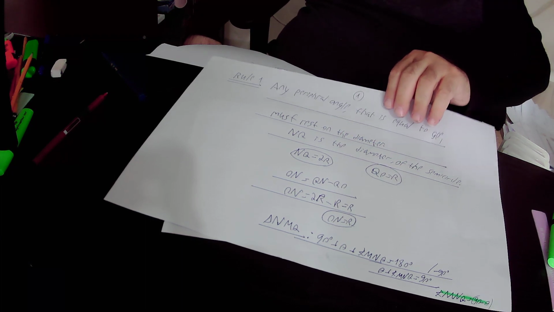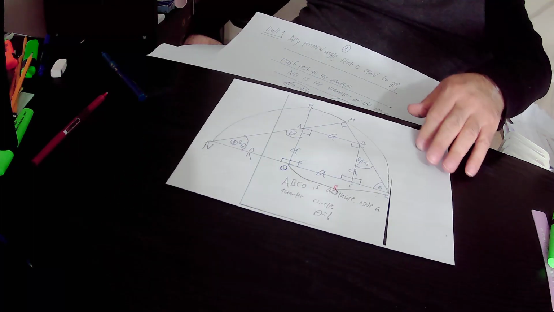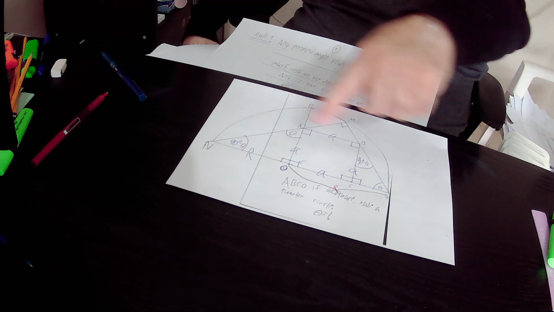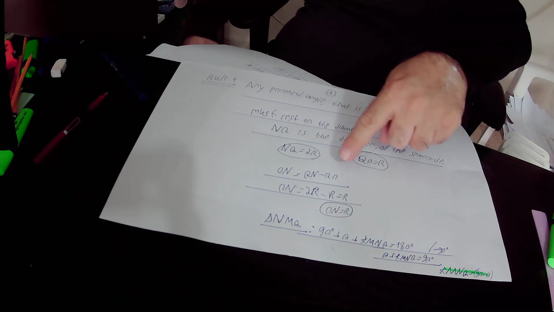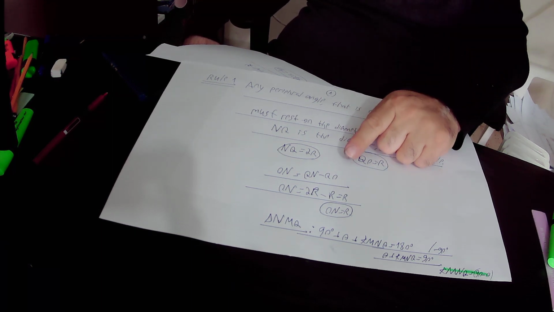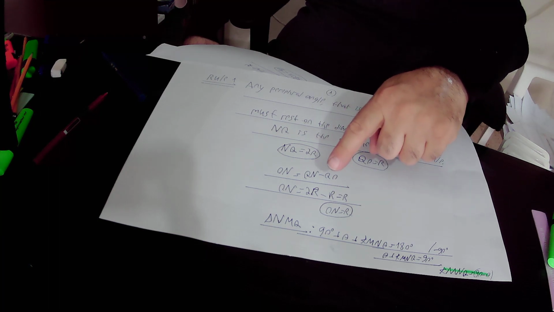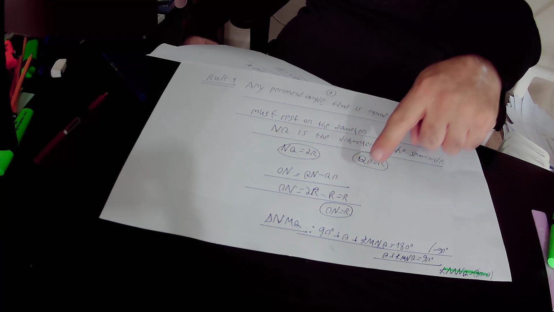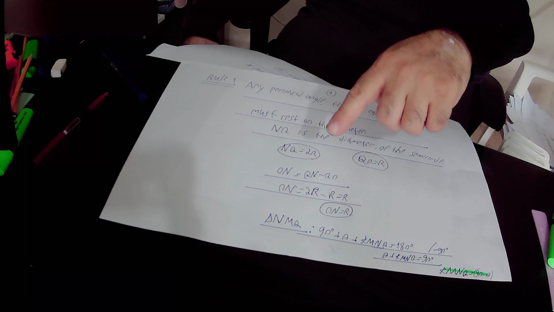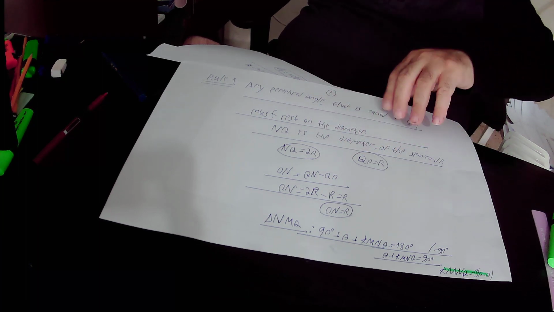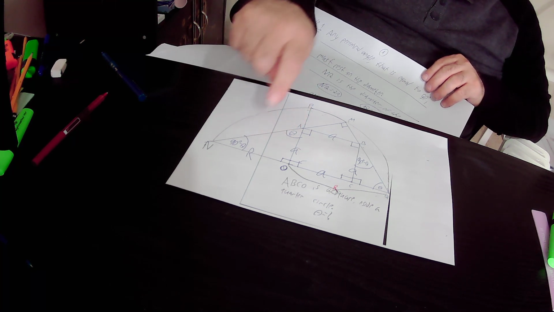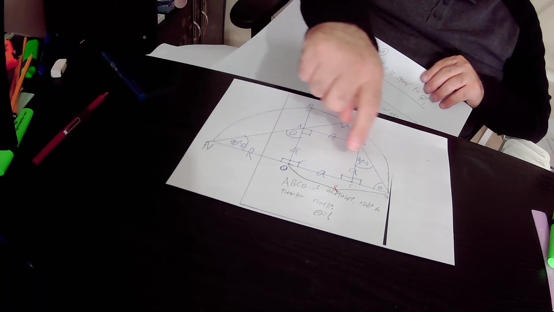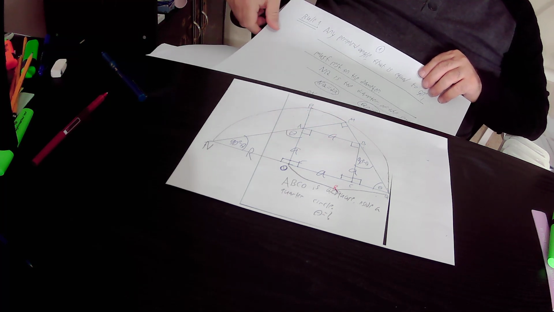So what is the value of ON? ON is equal to NQ minus QO. Again, ON equals QN minus QO. So ON is equal to QN, that is 2R, minus QO, that is R. So in conclusion, we found out that line segment ON equals R. So ON is the radius of the circle and the quarter circle itself. And QO is also the radius of the circle and the semicircle itself.